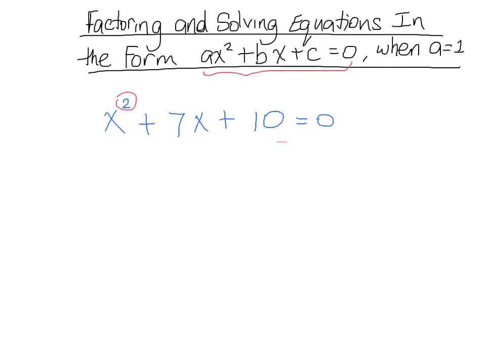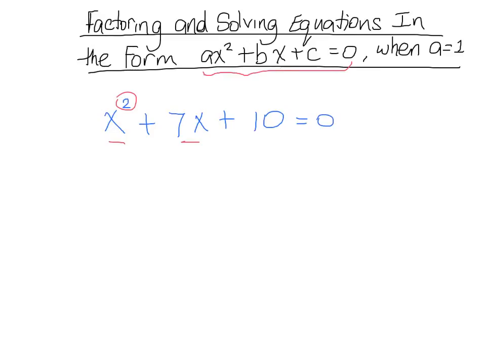Well, the first thing that we have to do is factor it. There's always a temptation to isolate the x in the same way we would do for a linear equation, but that won't work because we have two different types of terms. We have an x squared and an x here. So we have to factor this equation.